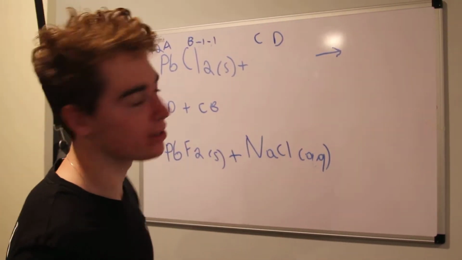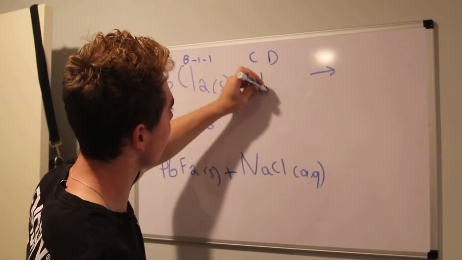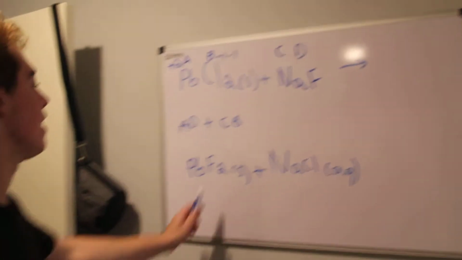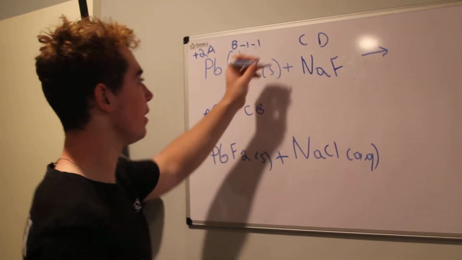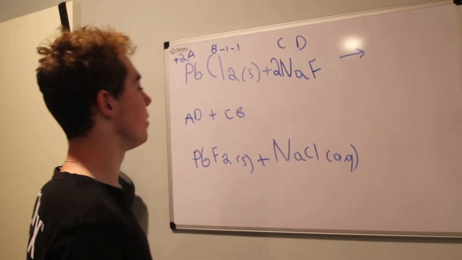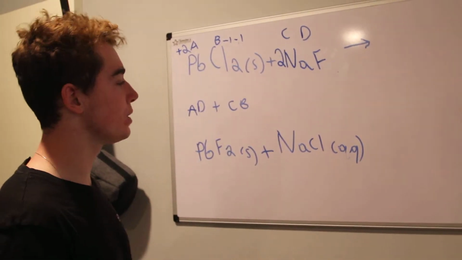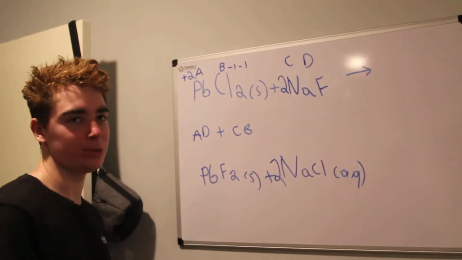You also have to balance the equation. I forgot to balance it, but you have to. So here we have NaF. There's 2 F's here and 1 F here, so we put a 2 here. And then we put a 2 here because there are 2 Na's, and then we have 1 here, so you get 2 right here. And now there are 2 Cl's and 2 Cl's.